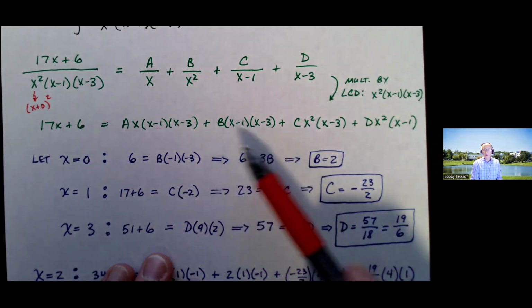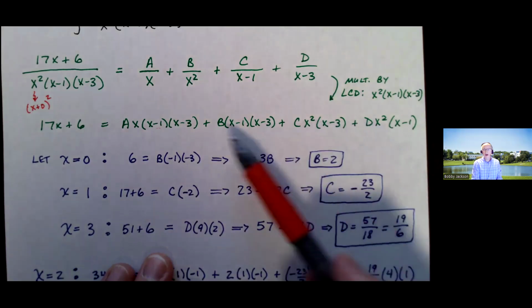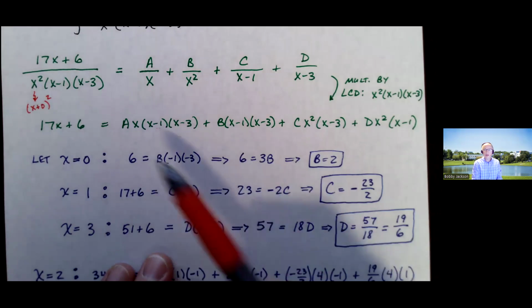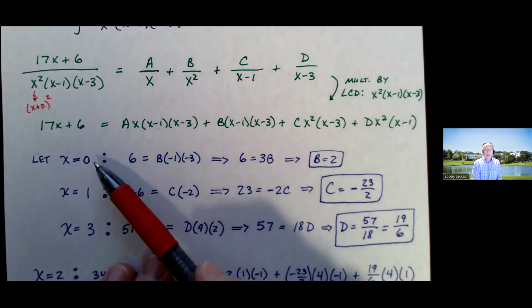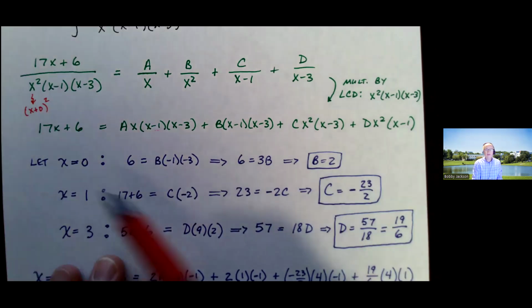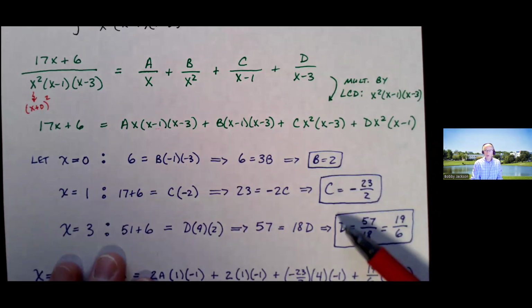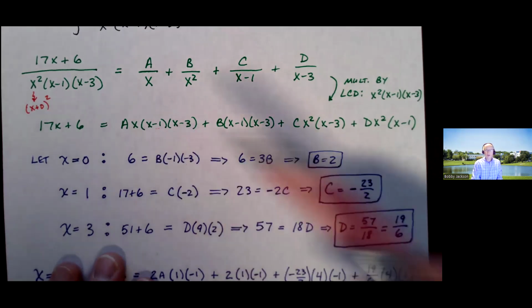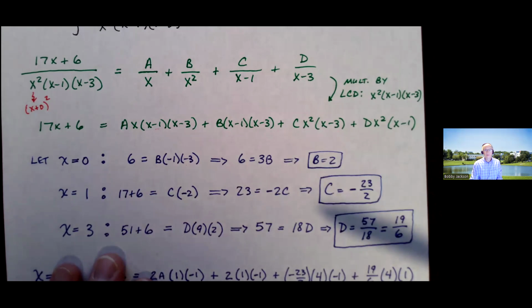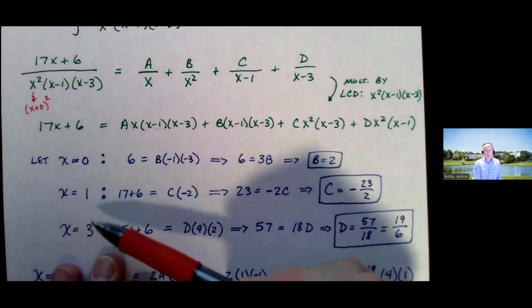If there's only one other unknown at this point that you need, which is true, we just need to know the value of A, right? We've got B, C, and D. Then after plugging in x equals 0, 1, and 3, you can plug in any other value of x into this equation, plug in the values of B, C, and D, and you'll have an equation that you can solve for A.